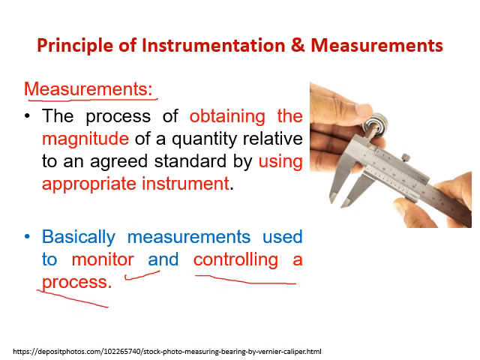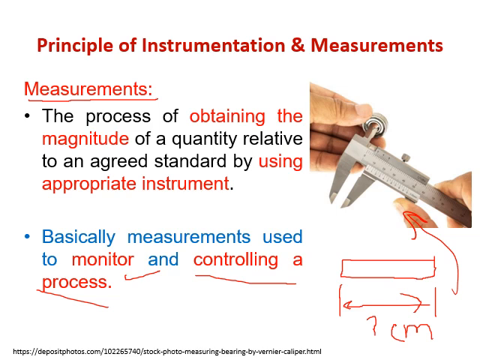Before I proceed, let me just go back to the measurement. In measurement, what do we mean by obtaining the magnitude of a quantity? For example, if I have a piece and I want to find its length, the quantity to be measured is the length. And when I want to relate it to an agreed standard, that means I want to put a certain unit for it. So the unit is centimeter, and the instrument to be used for that is the caliper. So that's what we mean by the measurement definition.